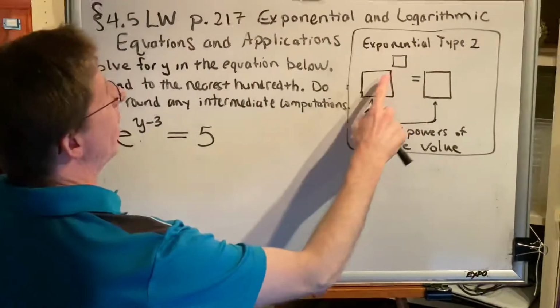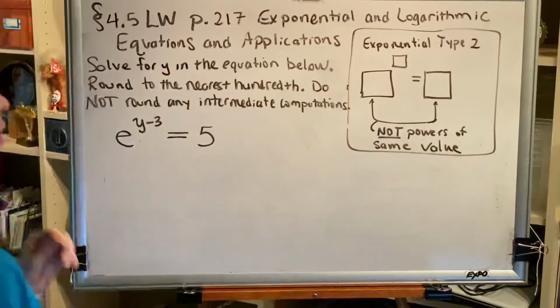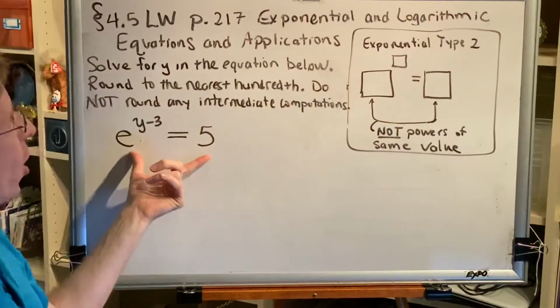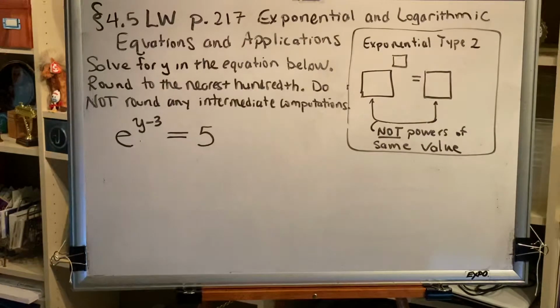It's of the form base raised to exponent equals base. There could also be an exponent here if we wanted it. But most importantly, these two values are not powers of the same number. All right, so the way we solve this is we take a logarithm of both sides.